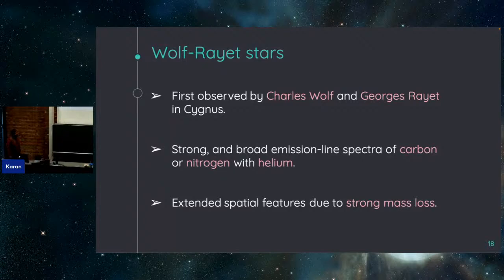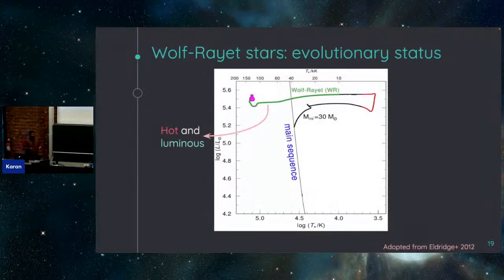Okay, so to recap, Wolf-Rayet stars were first observed by Charles Wolf and George Rayet in the Cygnus constellation in 1867. They have strong and broad emission lines of carbon or nitrogen with helium, and they have extended spatial features due to their strong mass loss. So that gives you a history of the mass loss.